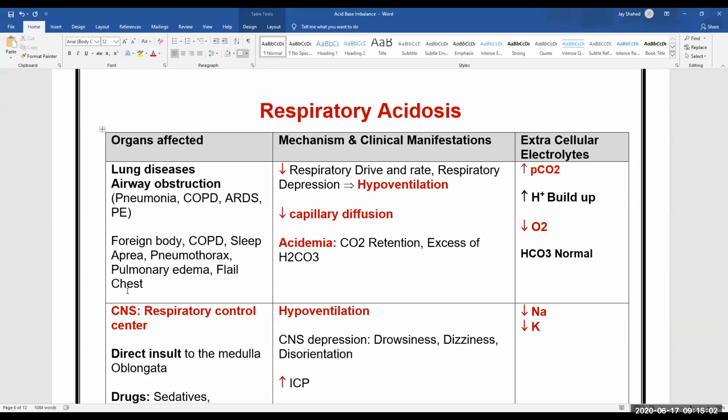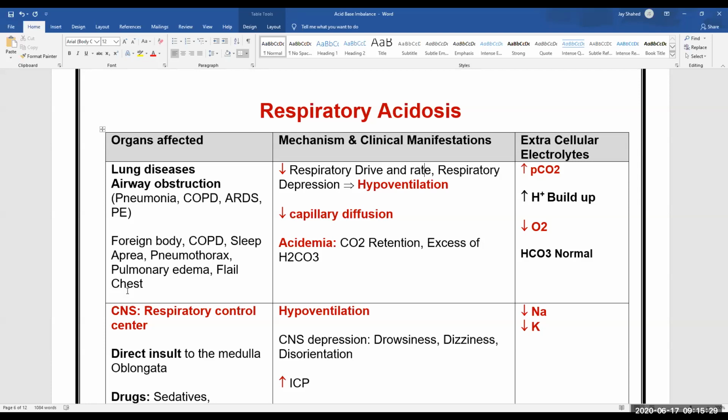So respiratory acidosis. It would be affected because, like COPD, you're unable to breathe out properly, so you're retaining more of the CO2. Excellent.